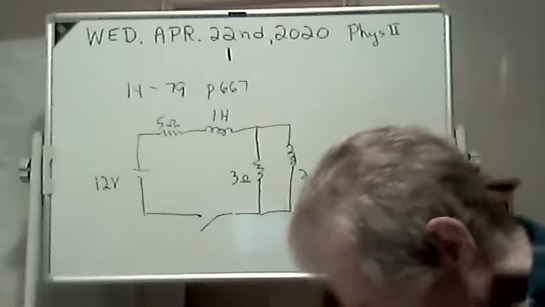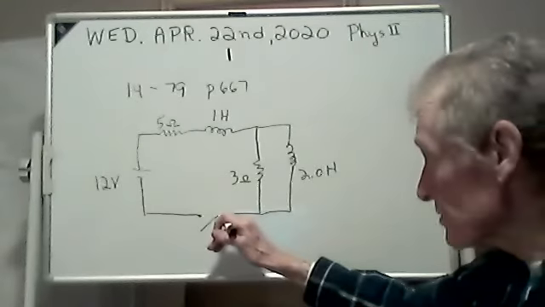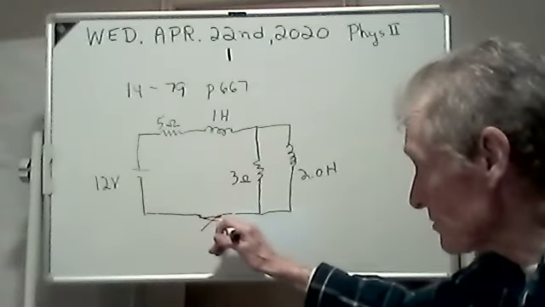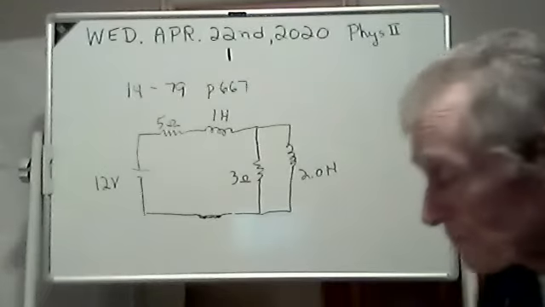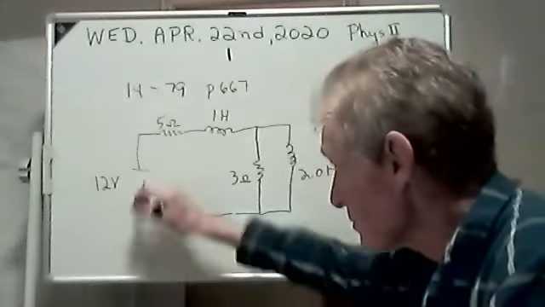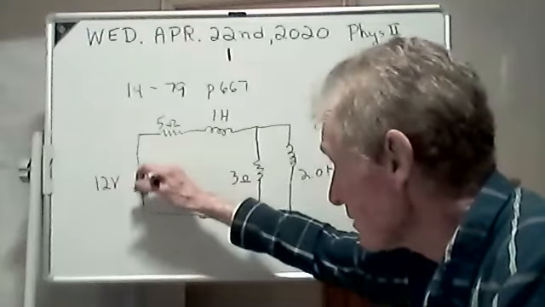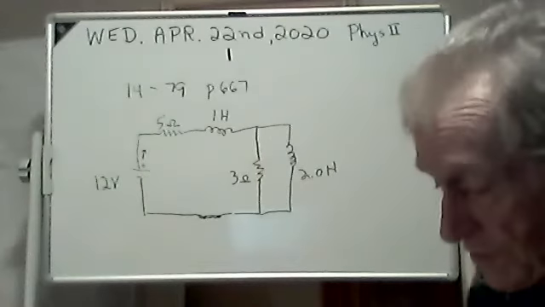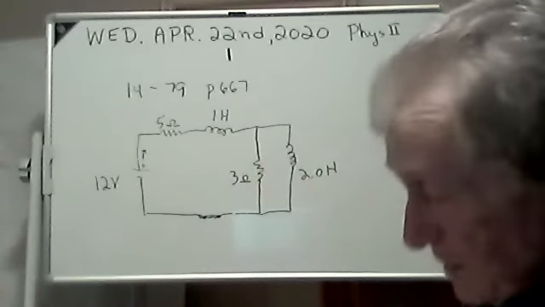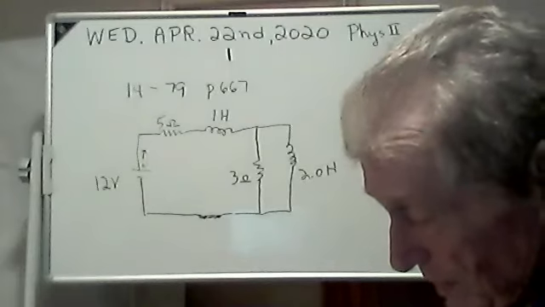Okay, let's do that. But we're going to throw this switch. Here we go. Clang. We just close that switch. And what's going to happen is the pluses coming out of this battery are going to head that way. They want to go around this circuit. We want to have some current, but there's a problem.